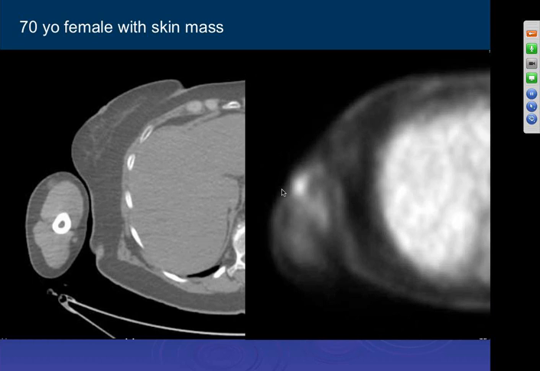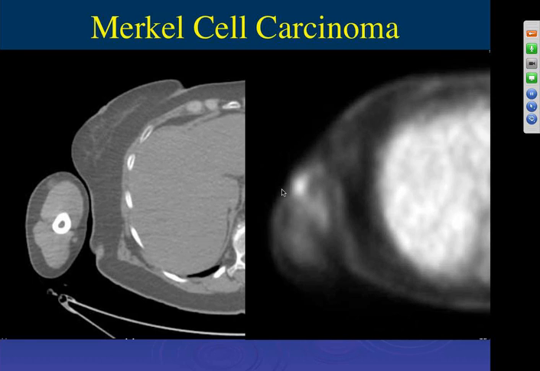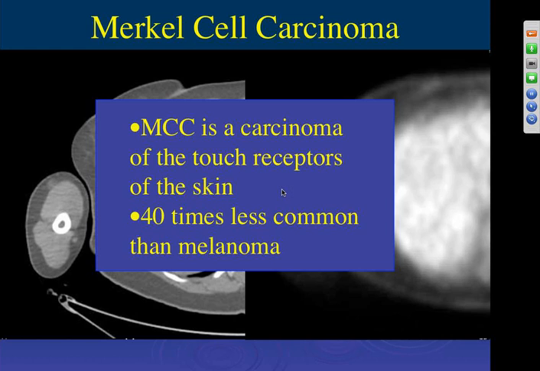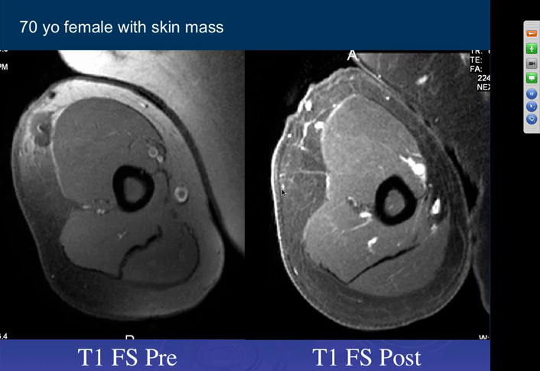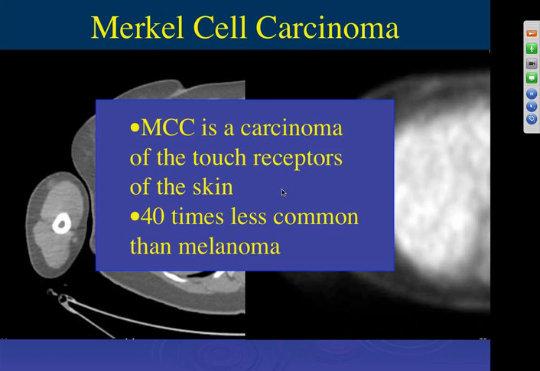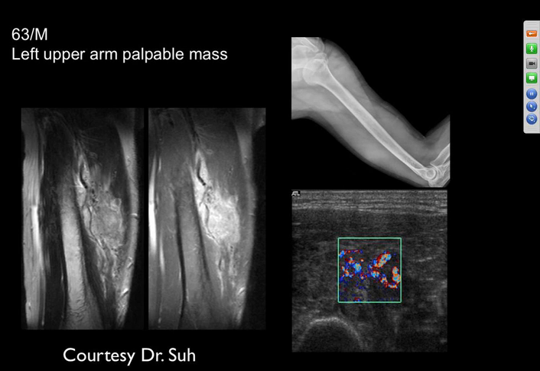Hyperintense on T2, so probably one of the... So this is a relatively rare skin lesion, Merkel cell carcinoma. Less common than melanoma, and melanoma is not that common. It arises from one of the cells of the skin, with the touch receptors. So it's a Merkel cell carcinoma.